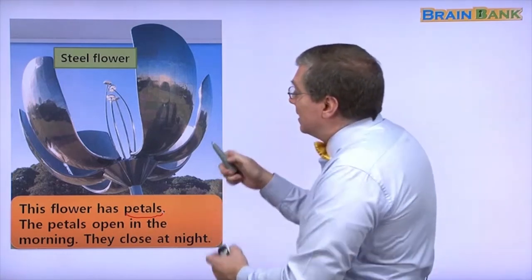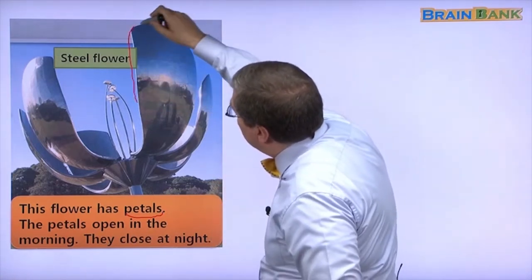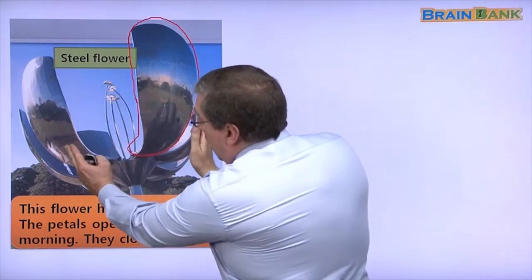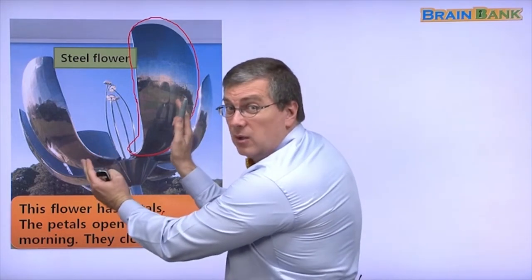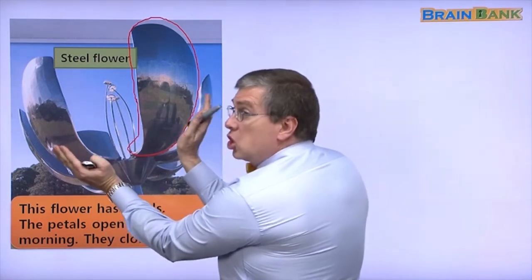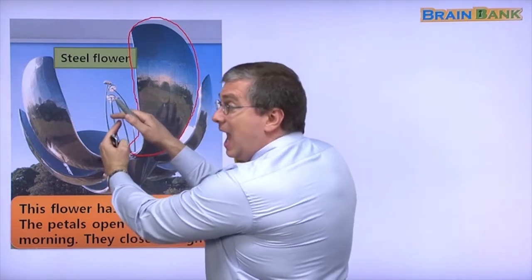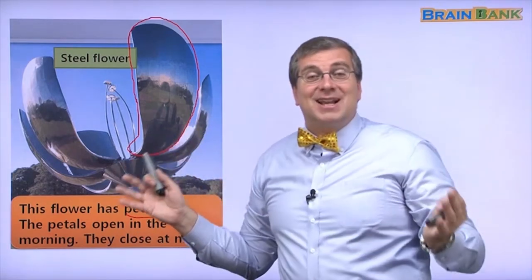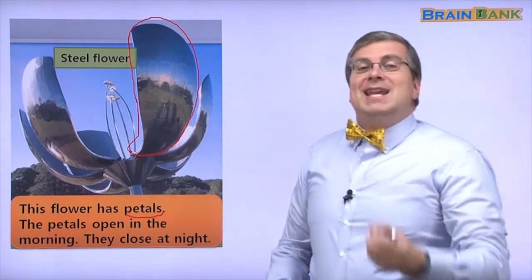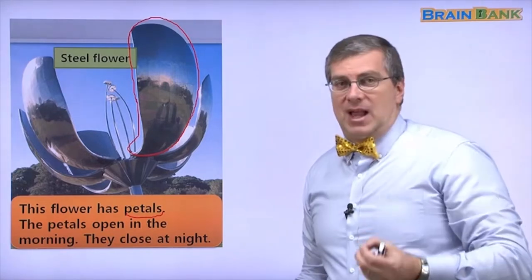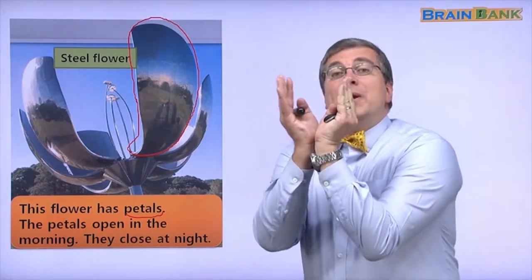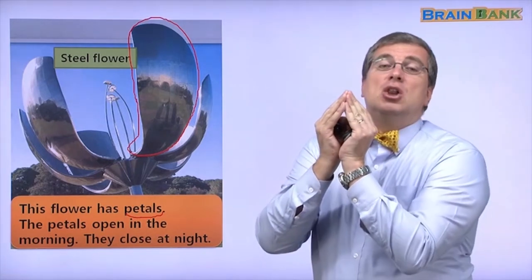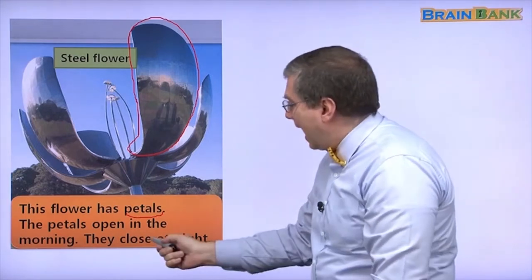That means these are the petals of the flower. See this big piece here? This piece moves. All of these pieces are the petals. They move. They close at night and open in the morning. That's crazy. That's really, really cool. It's just like a real flower. A real flower will open its petals in the morning, and at night it goes to sleep. It closes its petals at night.